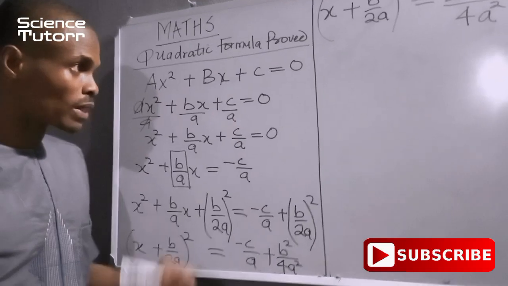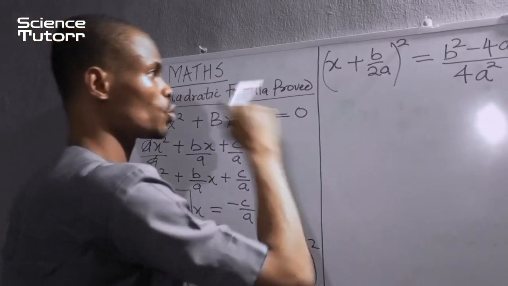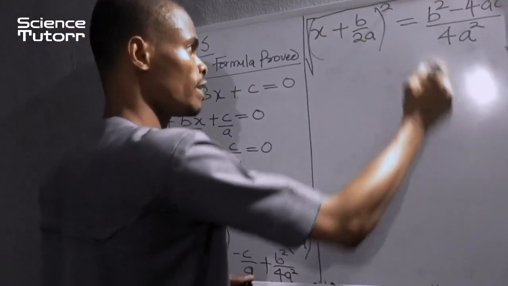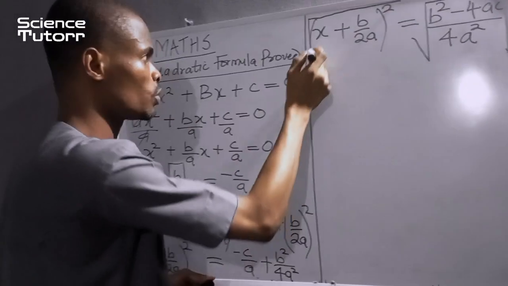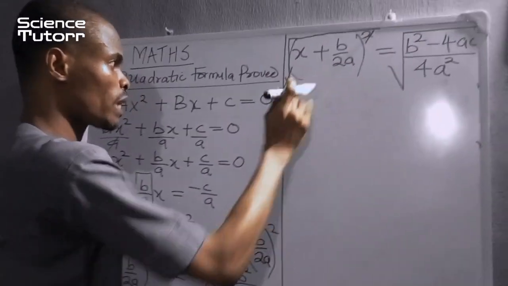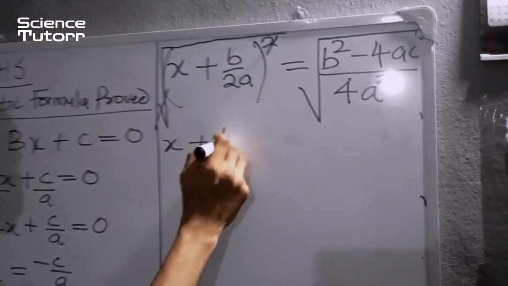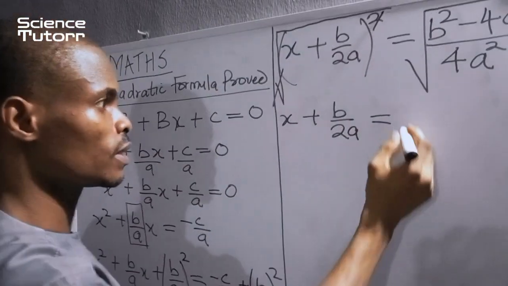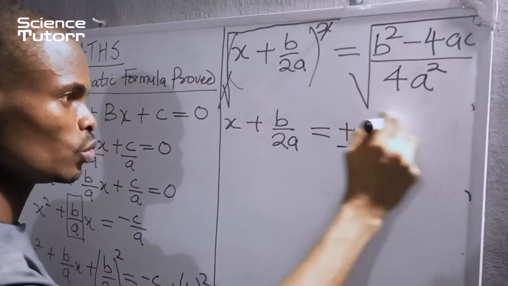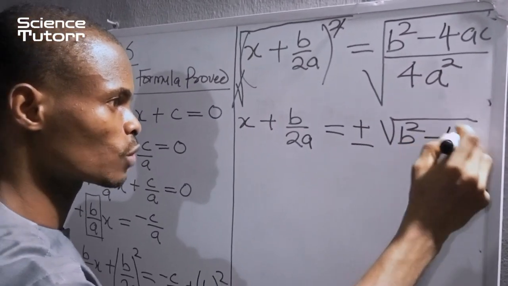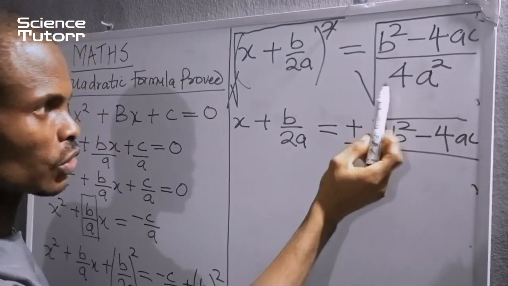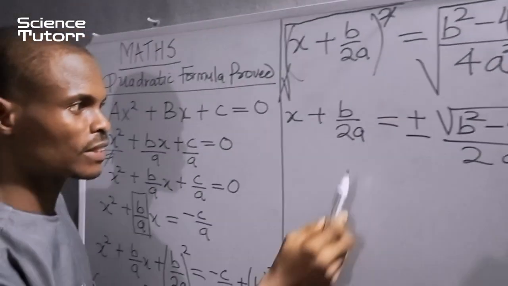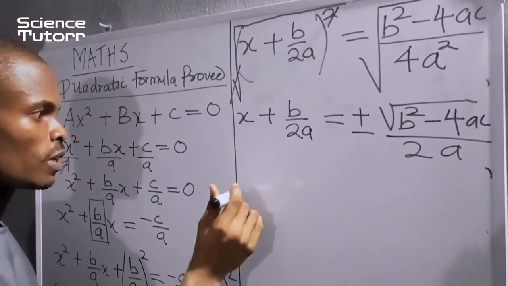The next step, which should be our step 5 or 6 thereabout, I'm going to square root both sides. Just as we did in the previous video, I'm going to bring in a square root here and also bring in a square root here. So this square root removes this square. So what I'm left with on this side is x plus b over 2a to be equal to, this introduces a plus and minus here. The numerator becomes the square root of b squared minus 4ac all over the square root of 4, which is 2, the square root of a squared is a.